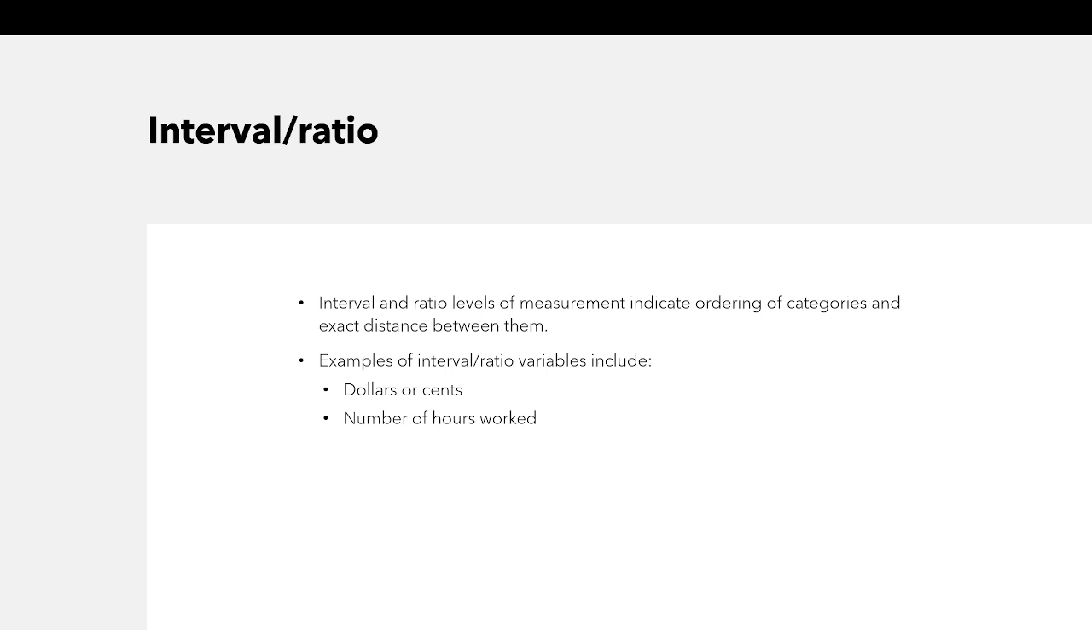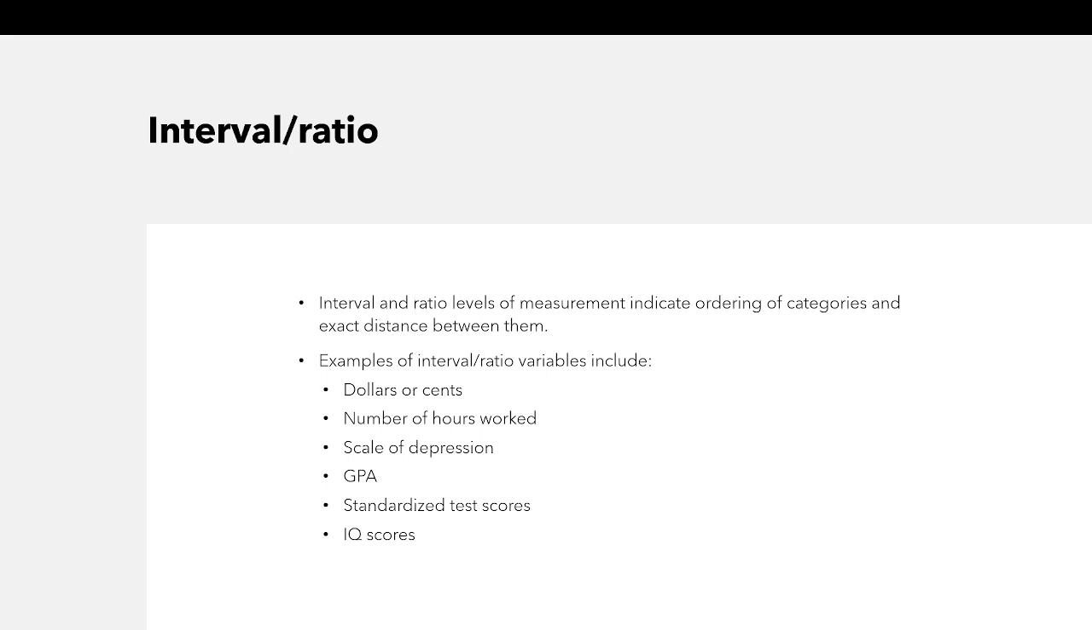The number of hours worked. 39 hours versus 40 hours. There's an exact difference between the number of hours worked. Scales of depression, GPA, standardized test scores, IQ scores. The scales of depression one, this may seem like it's a little bit more leaning on the pain scale.